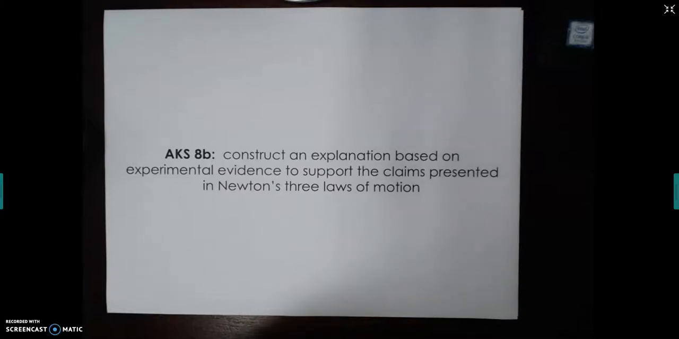Today we're going to deconstruct AKS 8B. Let's go ahead and read the AKS. It says to construct an explanation based on experimental evidence to support the claims presented in Newton's 3 laws of motion. So let's identify what our key vocabulary is throughout this standard.